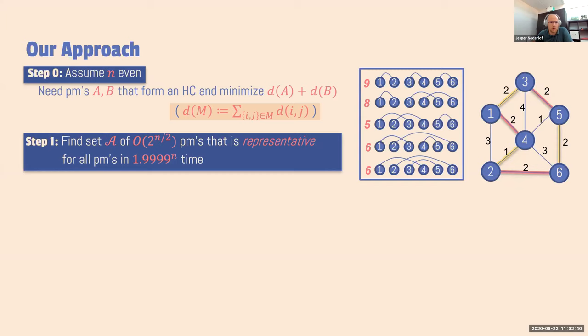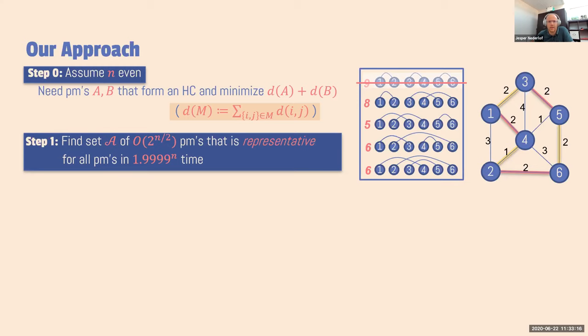And the first step finds a set calligraphic A of only 2 to the n over 2 perfect matchings. And that family is representative in some sense. And we do this fast enough. What this representative means, I'm not going to define properly here. It means that we can safely restrict our attention to looking for pairs of perfect matchings that form a Hamiltonian cycle from this small family of perfect matchings. And we will still get the optimal TSP tour.